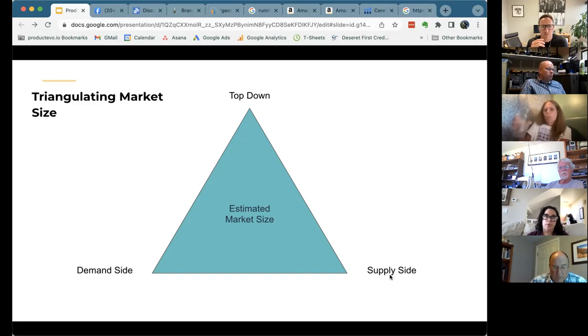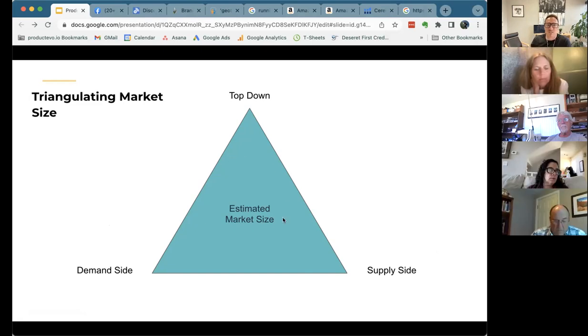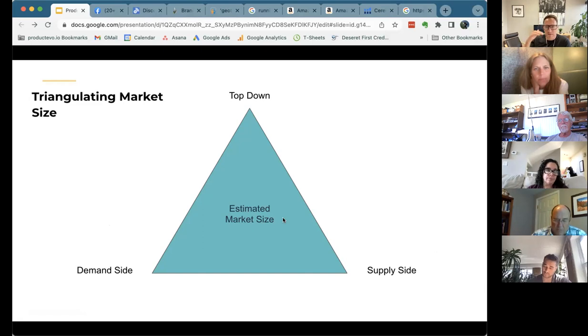The supply side is taking a look at all the suppliers, your competitors in the market, and adding what we think their revenue is from available resources to sum up to the actual market size. And then what we do is we pull what we know from all three sources together, and we triangulate the estimated market size for our product the best we can. And we're going to get into specifically how to do that.